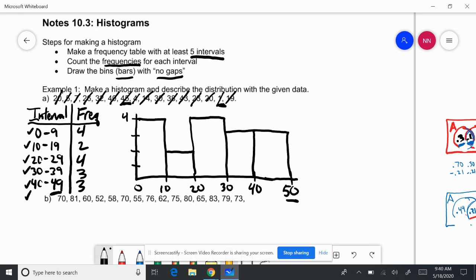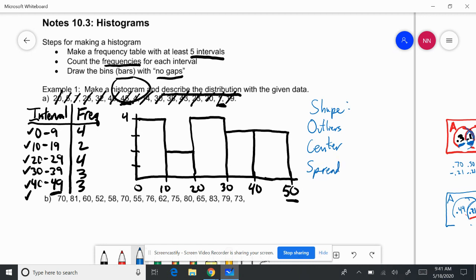Now, we made the histogram, and what we're going to do is describe the distribution. If you remember with distribution, we talk about SOCS. We're going to talk about the shape. We're going to talk about outliers. We're going to talk about the center. And we're going to talk about the spread.